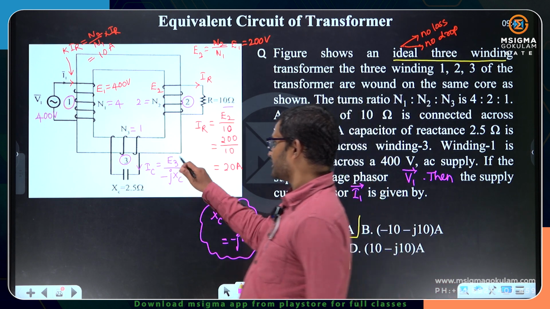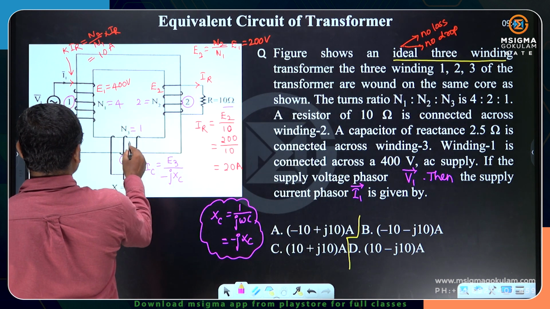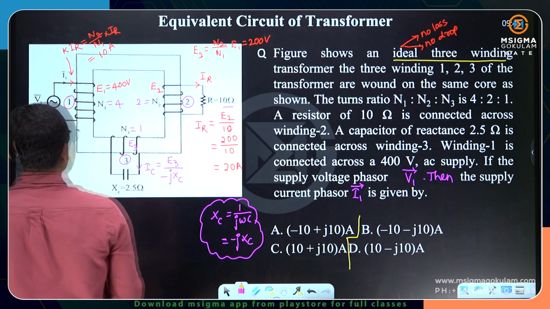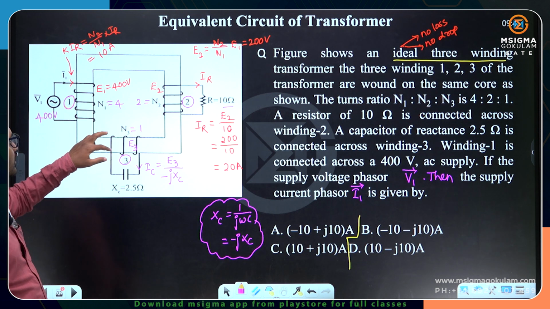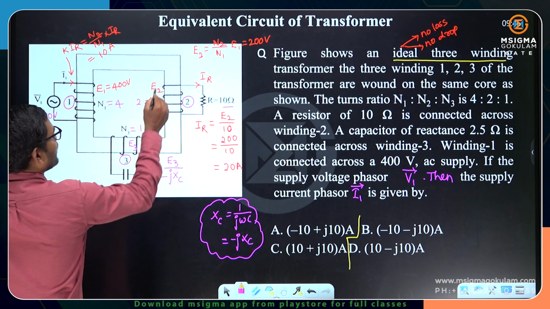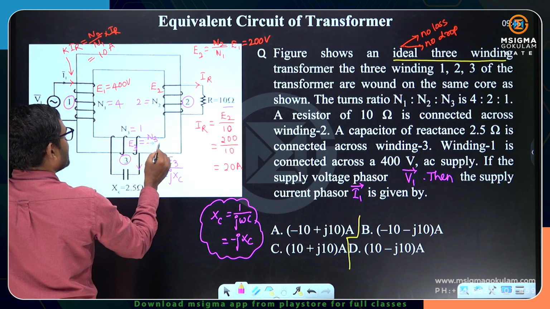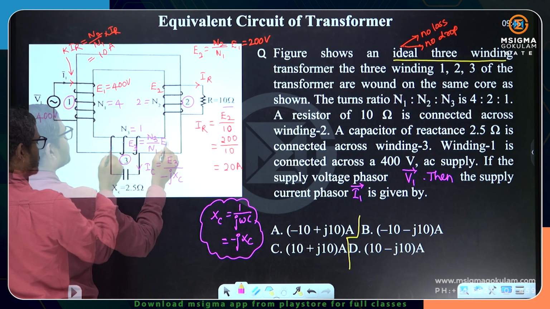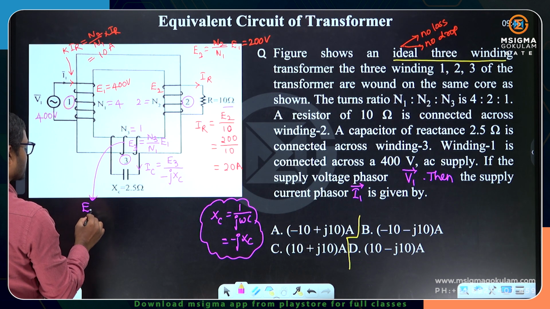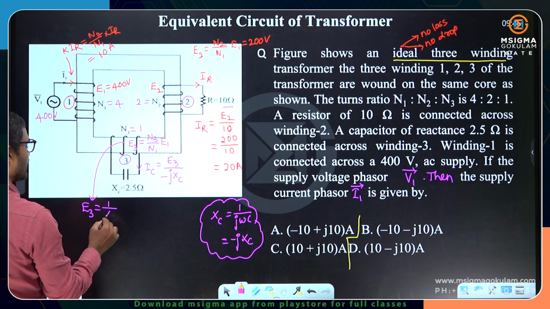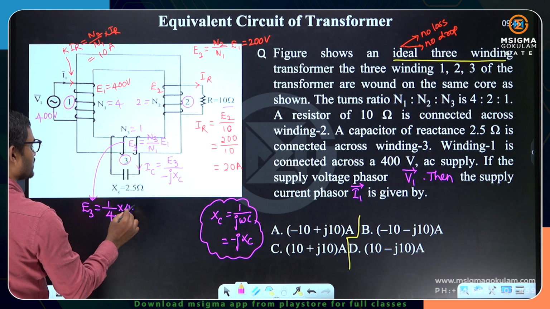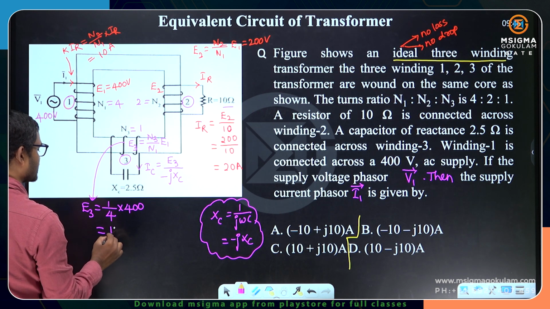What is E3? E3 is the EMF which is induced in the third winding, and it depends upon the turns ratio. Just as E2 is equal to N2 by N1, E3 is equal to N3 by N1 into E1. So E3 is N3 is 1, N1 is 4 and E1 is 400. We will be getting it as 100 volts.